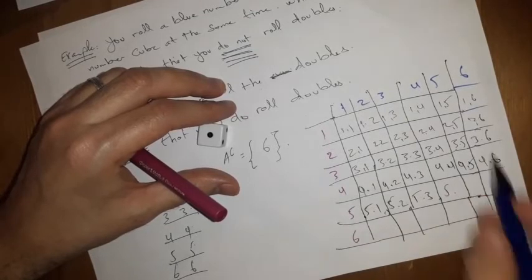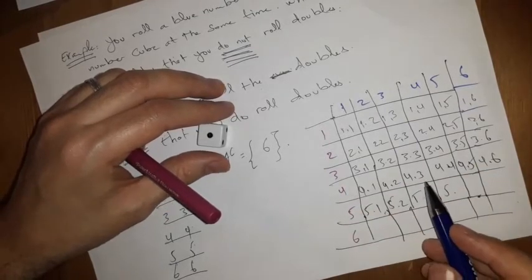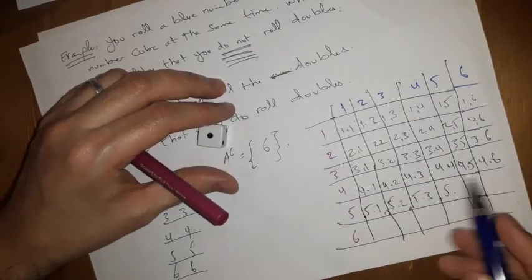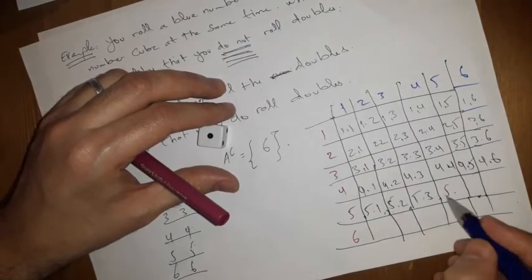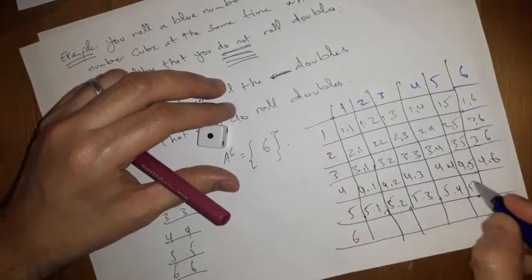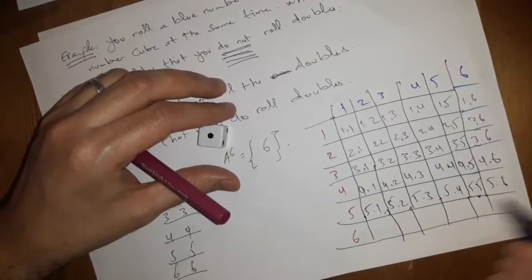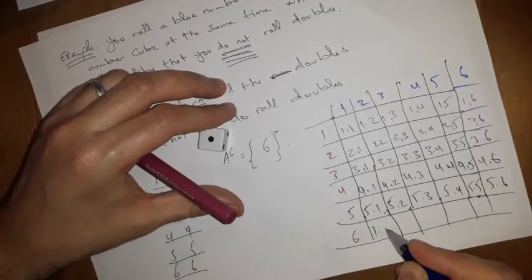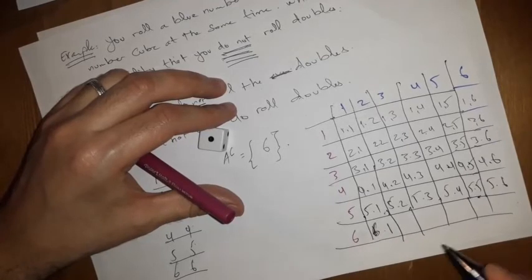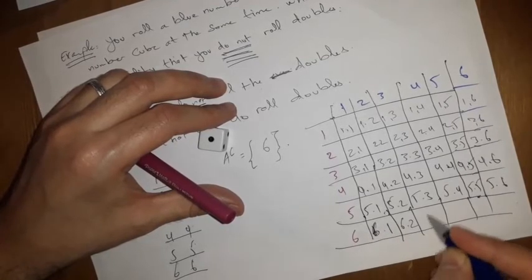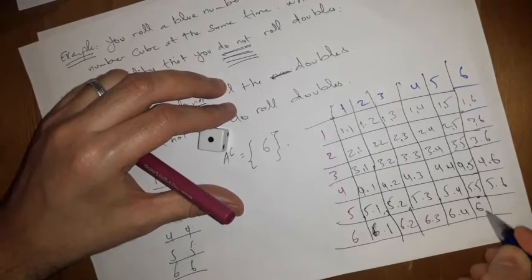All those are situations that you can have, right? 5 and 1, 5 and 2, 5 and 3, 5 and 4, 5 and 5, 5 and 6. And the last ones are 6 and 1, 6 and 2, 6 and 3, 6 and 4, 6 and 5, and 6 and 6, right?